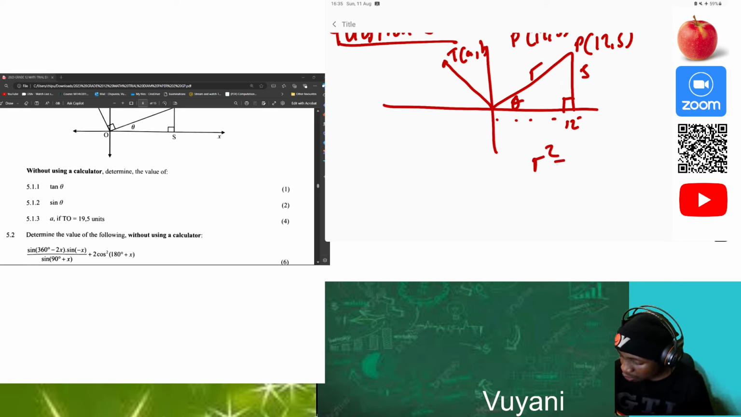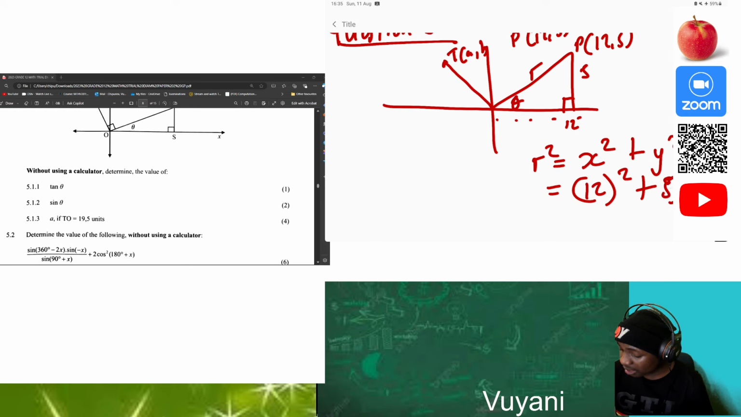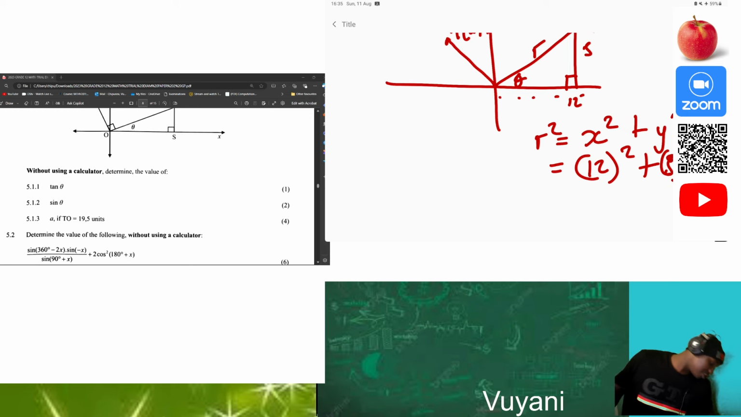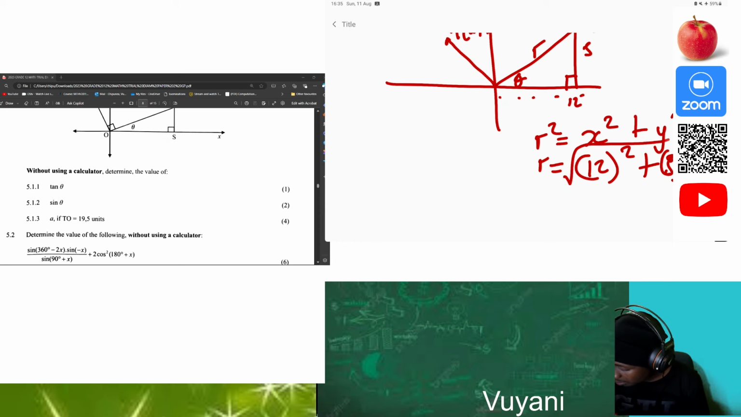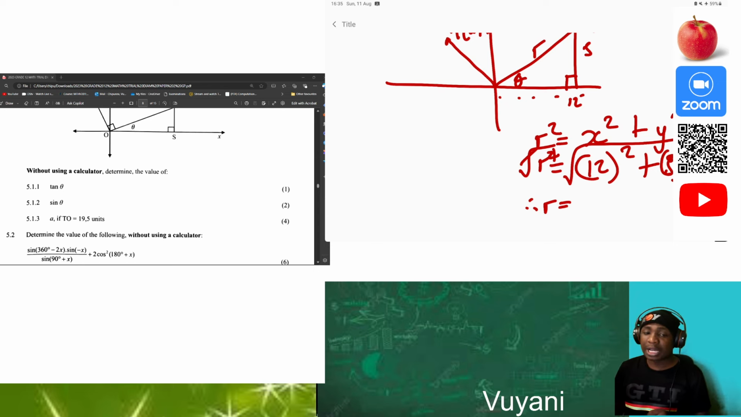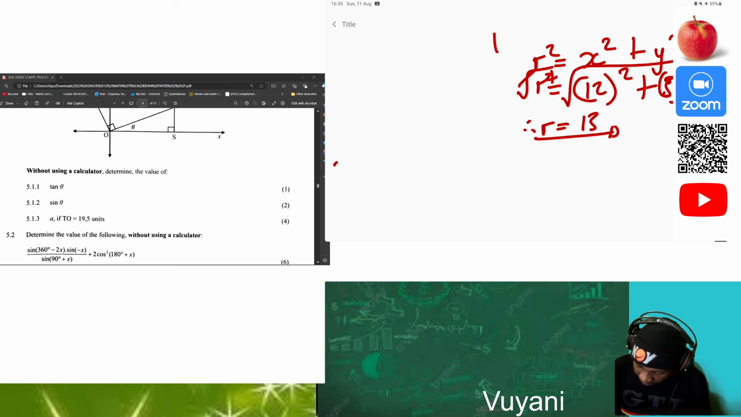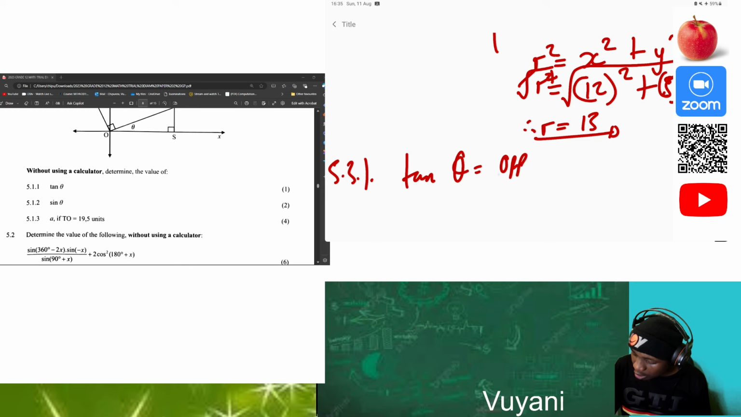So we know that r squared is always equal to x squared plus y squared. What is our x? Our x is 12 units, so that's 12 squared plus 5 squared. After that, we use our Casio calculator so that we can get the proper answer. Then we square root both sides, and now we finally have our r, which is the hypotenuse. Using your calculator, r will be equal to 13. Okay, now let's solve question 5.3.1. What is tan theta? We know that tan theta is always equal to opposite over adjacent.